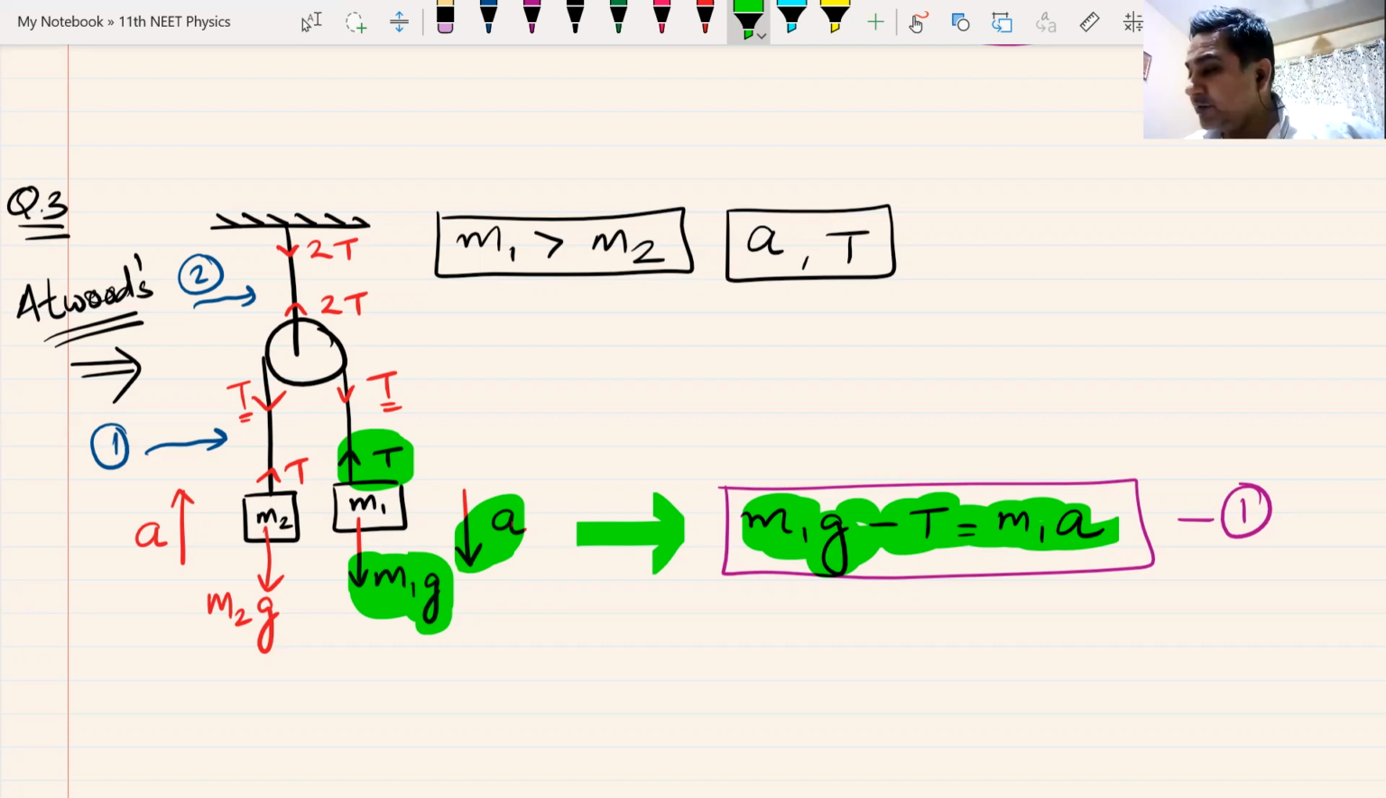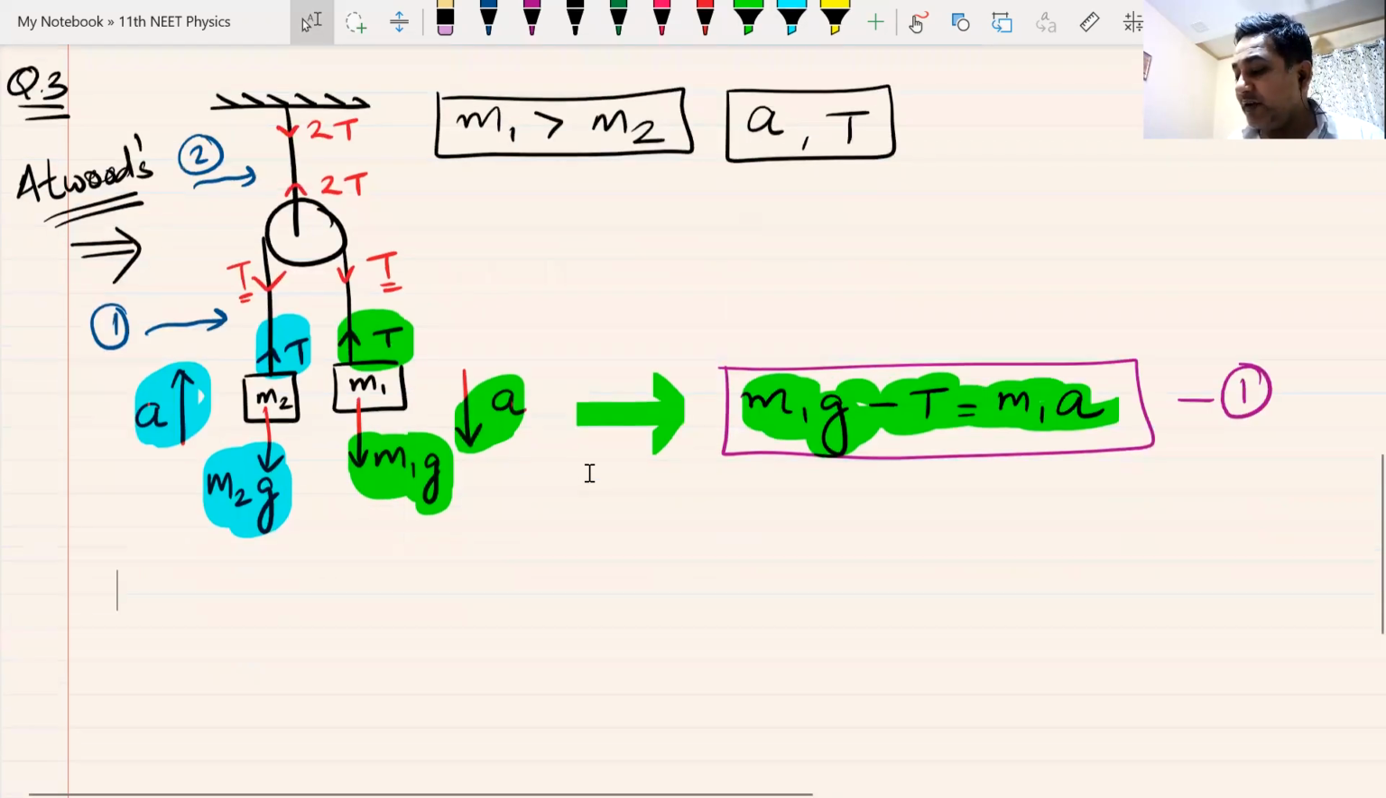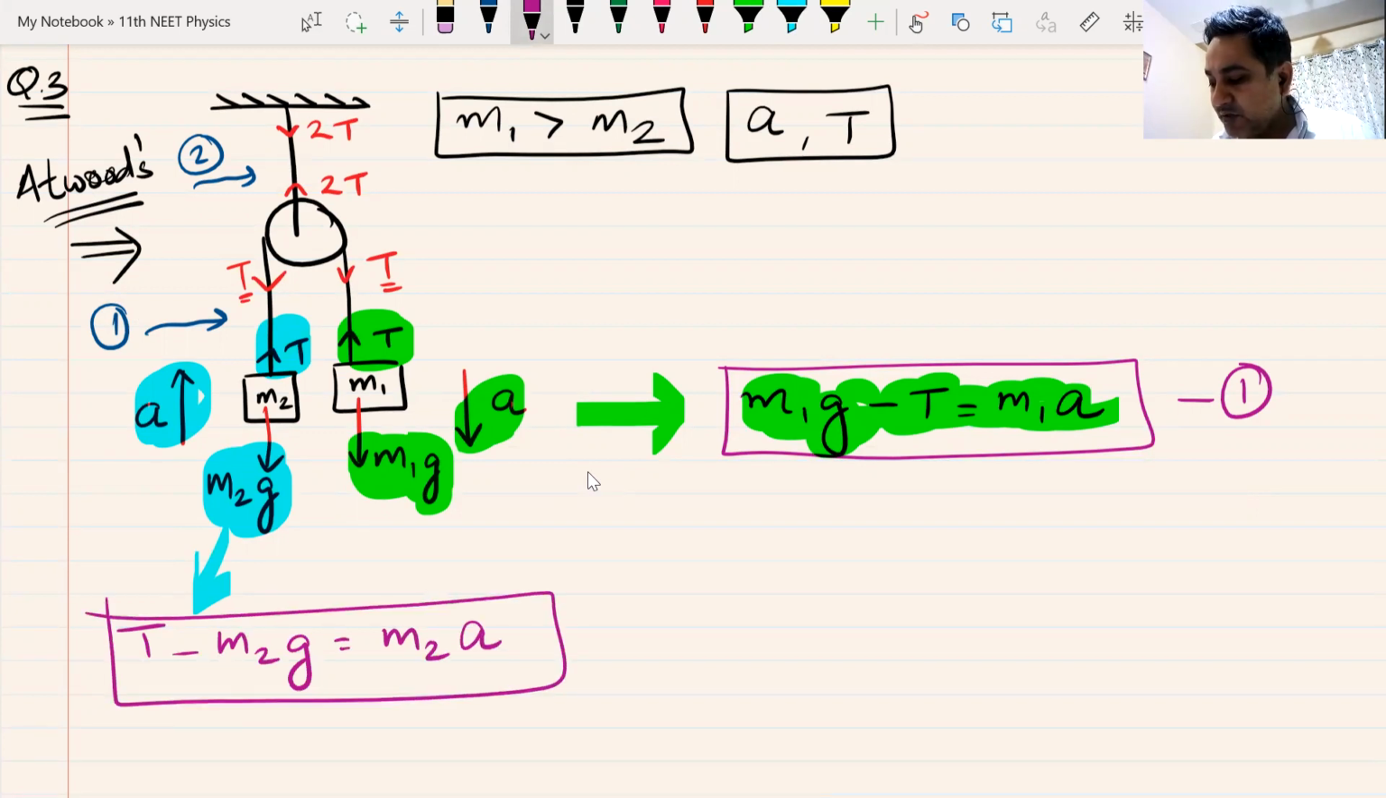Let us now go on to block number 2. Downwards is m2g, upwards is T. The block is moving upwards. Who will tell me the equation for this block? It is very simple. Upwards is T, so T minus m2g is equal to m2a. That becomes the equation for this block. I can call it equation number 2.